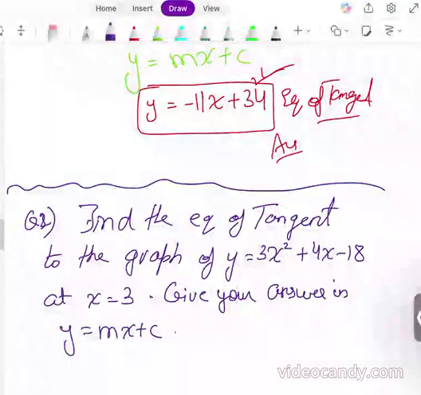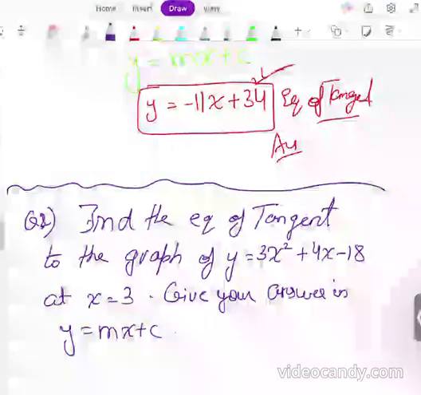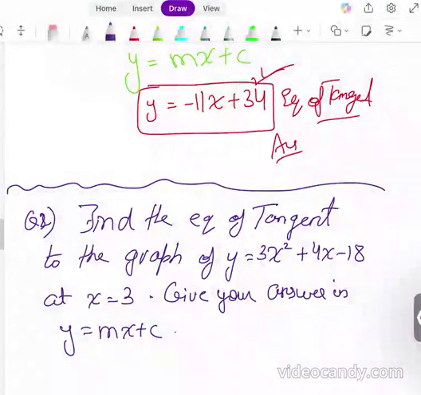Sir, we just have to put the values in, right? No, we have to do the same process that we have done. Find dy upon dx, then the values of x and y, then the value of c, then you have to find the gradient. It's the same thing you have to do.